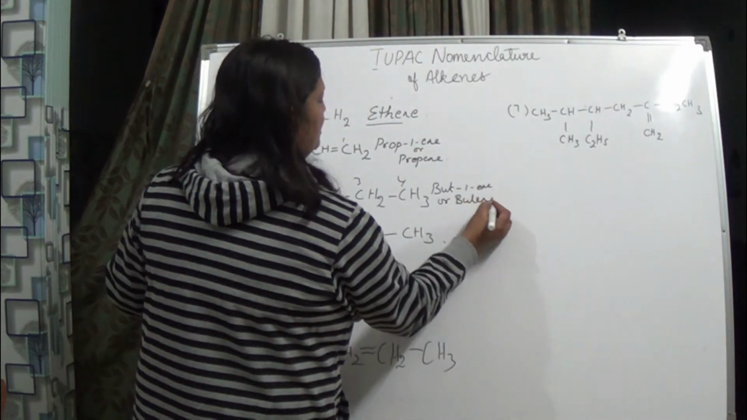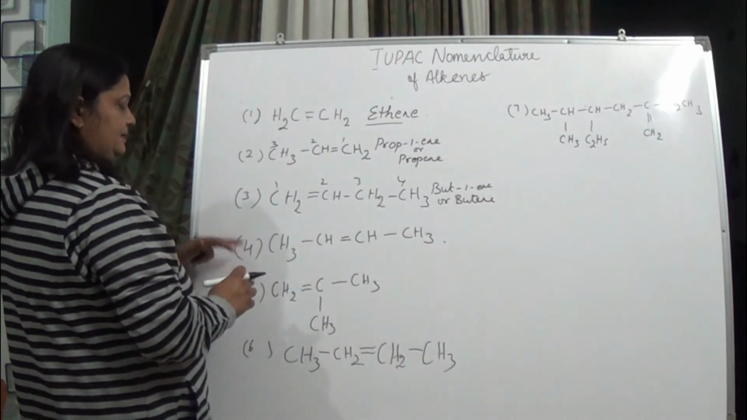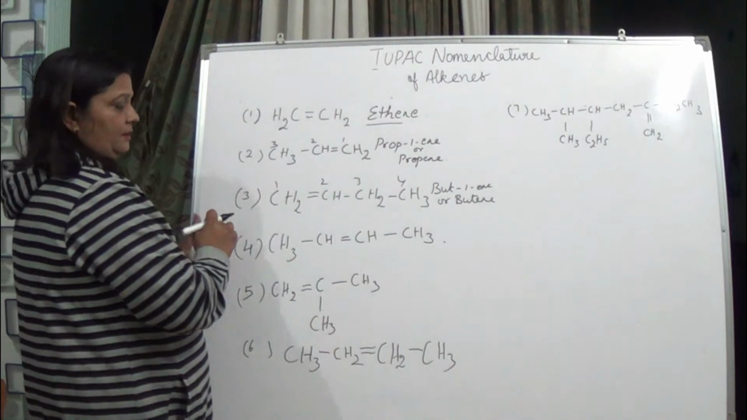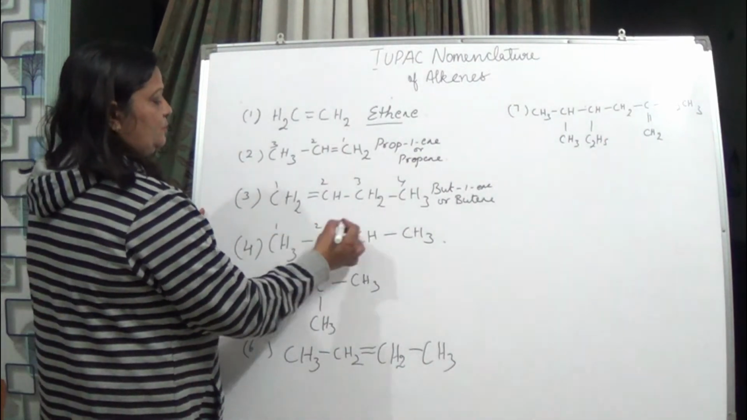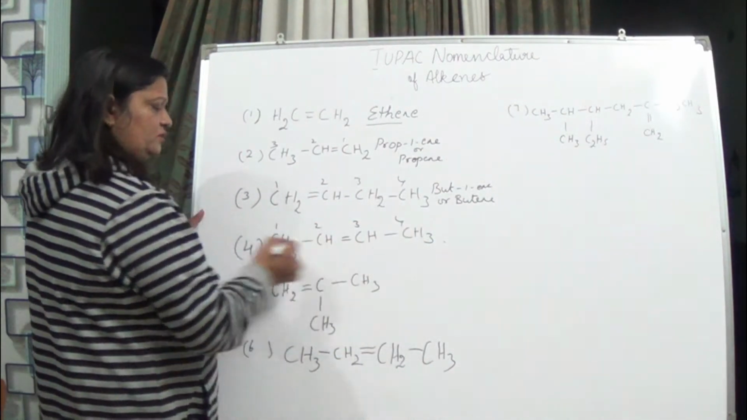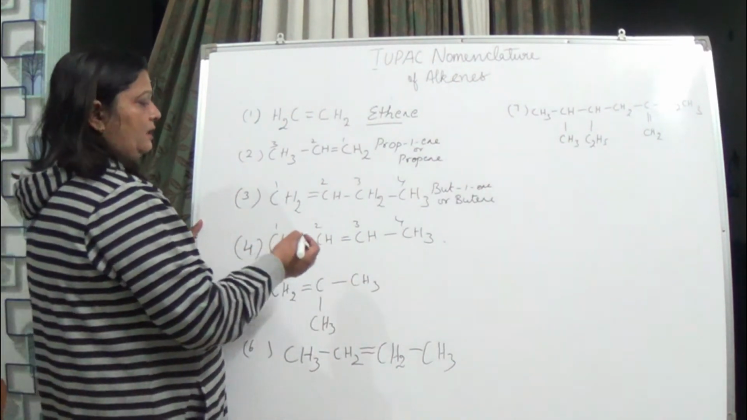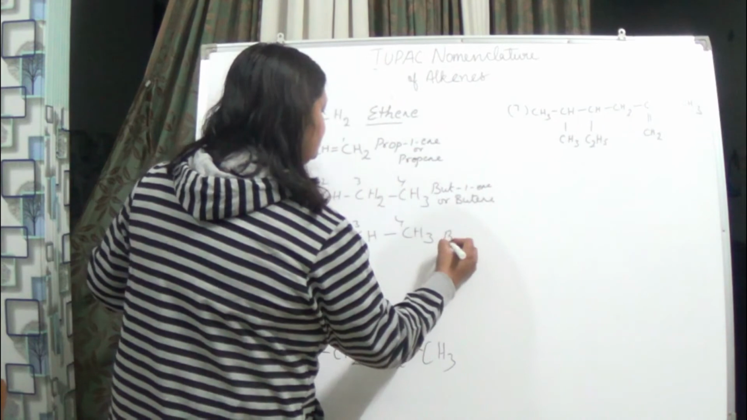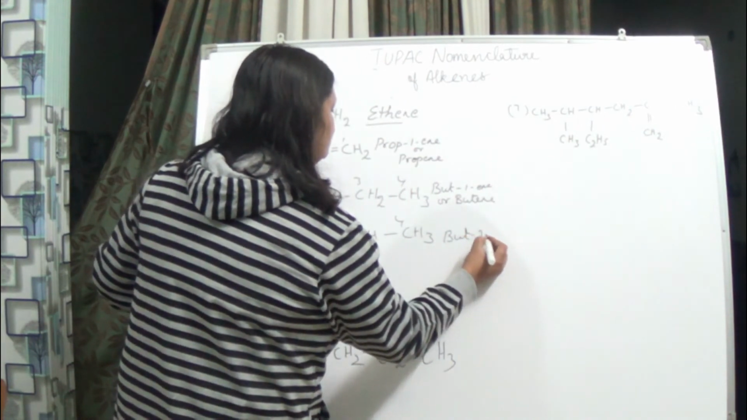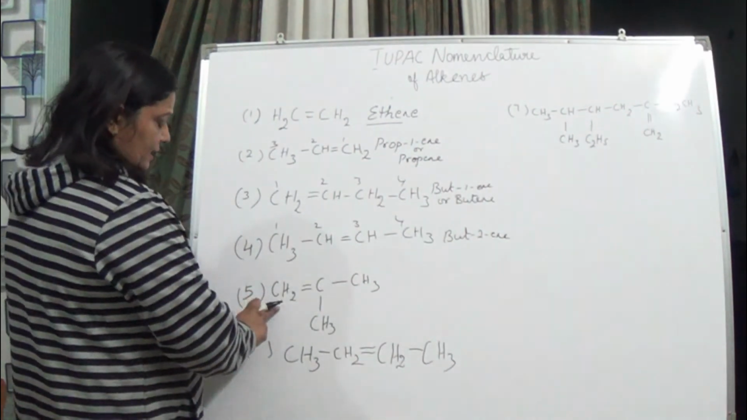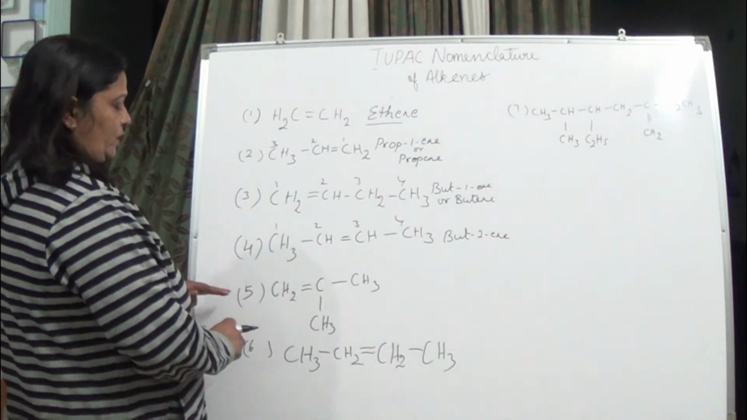Now the next example, let us see. Here we are seeing this double bond is at the center. So 1, 2, 3, 4. If we count from this side also, it comes the same. So here it will become what? But-2-ene.